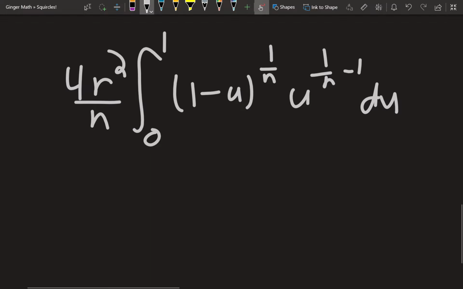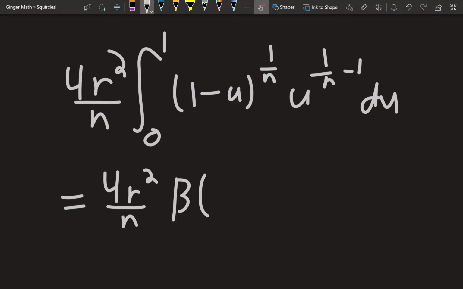And alright, this is where we're going to employ the use of one of my favorite functions, I think, the beta function. This right here is just equivalent to 4r squared over n times beta of 1 over n and 1 over n plus 1. Order of these doesn't matter. It's kind of cool, actually.